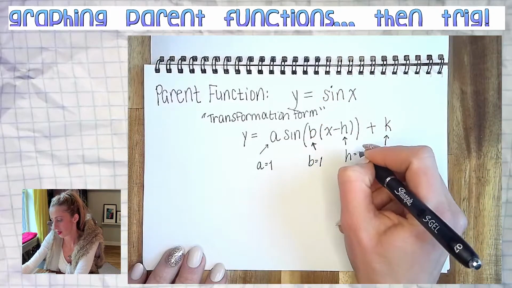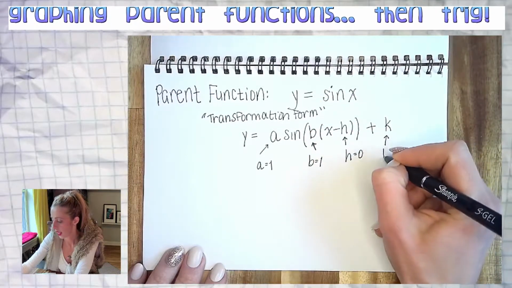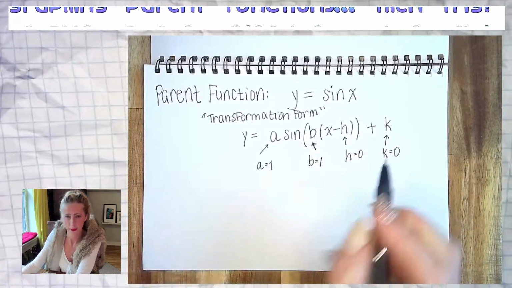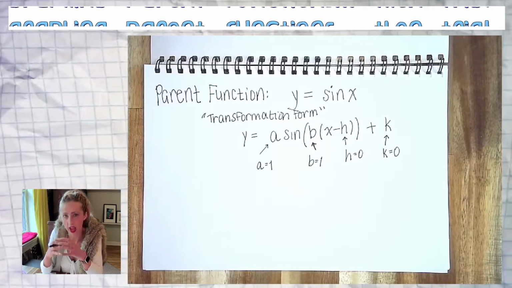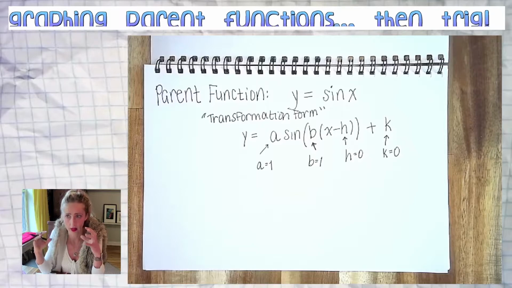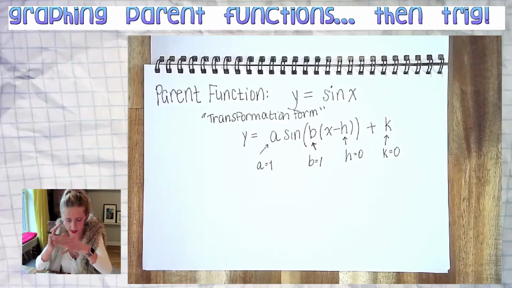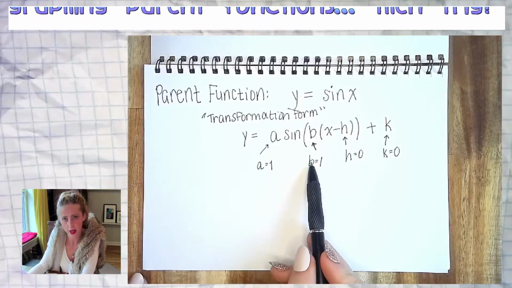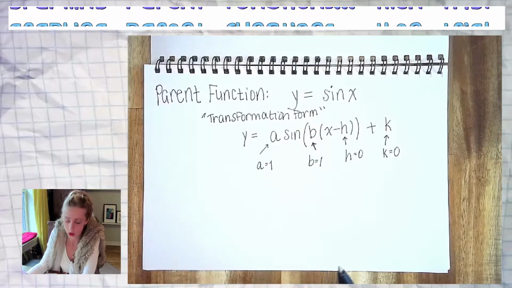H equals 0 right now, and K equals 0 right now. That means where I begin drawing my graph is going to be at (0, 0). That's where I think of my crosshair, my center point, where I'm calibrating to. And these being 1 means that it's the parent function, okay?